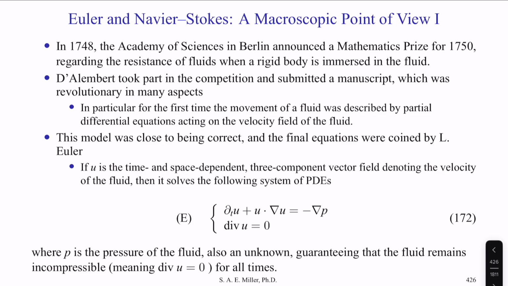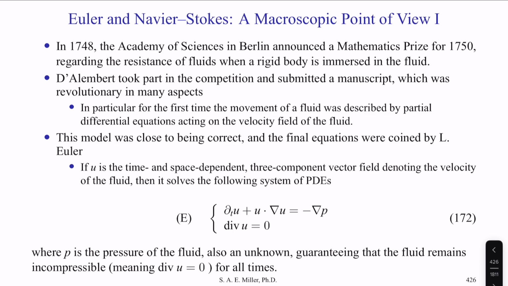D'Alembert took part in the competition and submitted a manuscript which was revolutionary. For the first time, the movement of a fluid was described by partial differential equations, which is what partial differential equations were invented for by D'Alembert anyway, acting on the velocity of the fluid. Unfortunately, this model wasn't exactly correct, of course, because it did not contain viscosity terms. And the final equations were coined by Leonhard Euler.